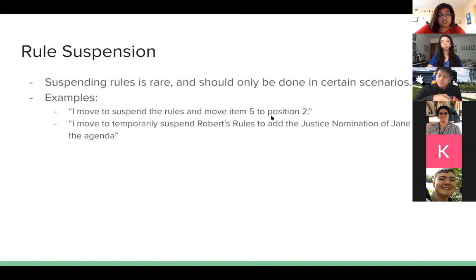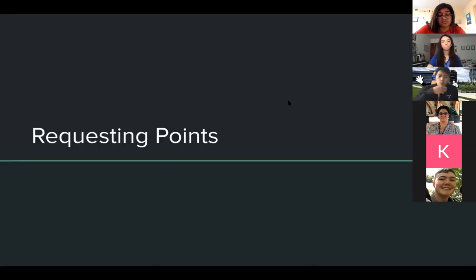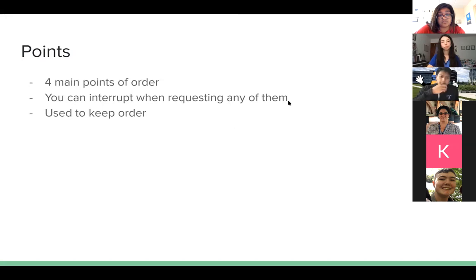It really depends. So next are points. Points are really important. There are four main types of points. They're used to keep order, and you can interrupt anyone while requesting them. They're the big things.